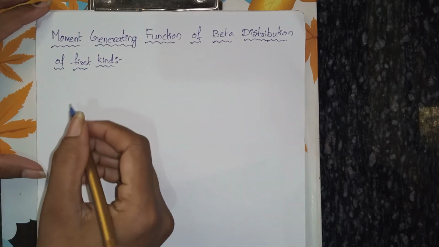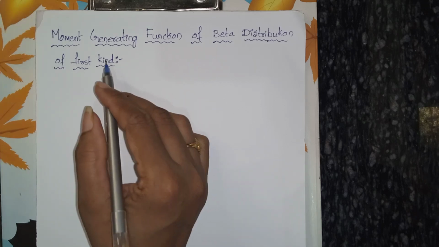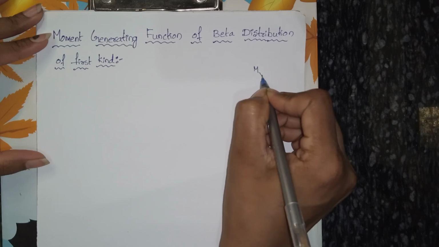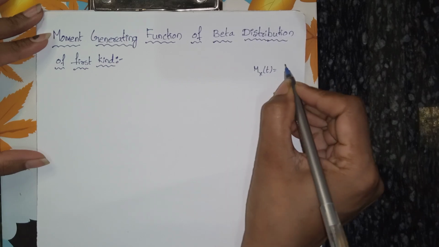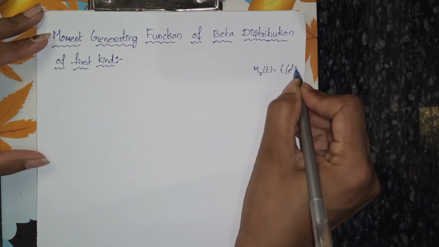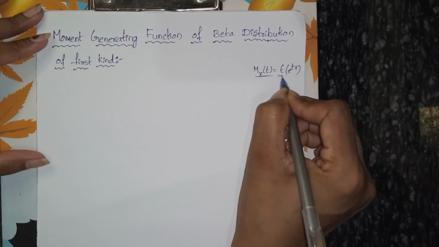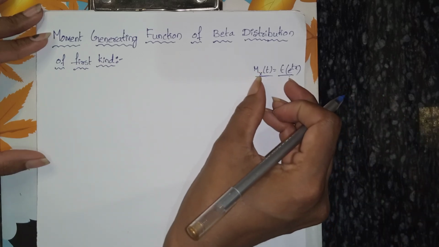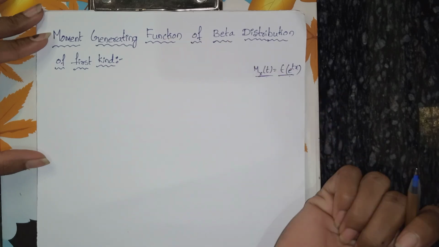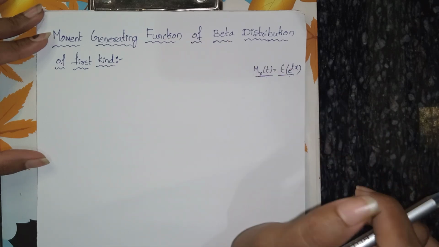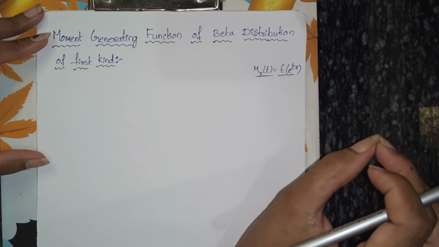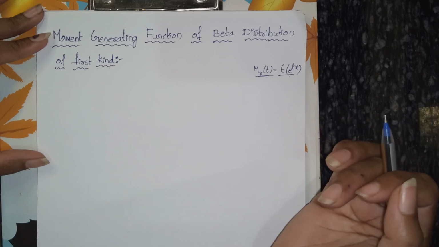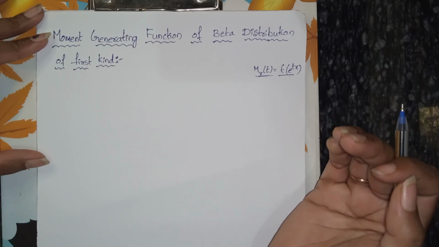We all know that moment generating function is denoted with M_X(t). M_X(t) is nothing but the expectation of e to the power tX. So this is the formula of moment generating function. Before doing this, first we have to know the formula for the PDF of beta distribution of first kind. Without learning the PDF we can't do anything.